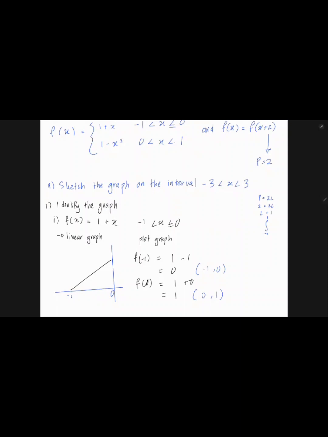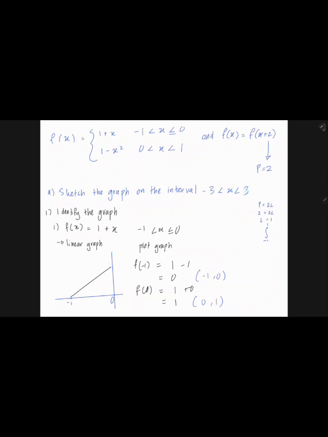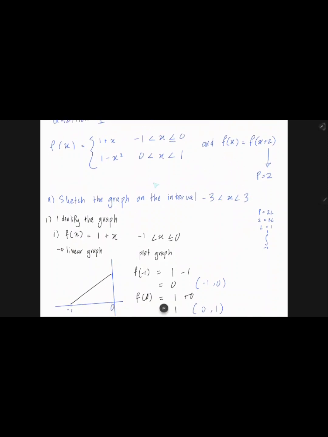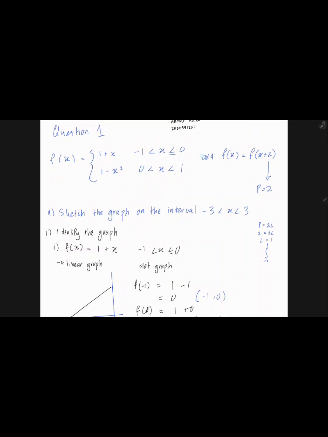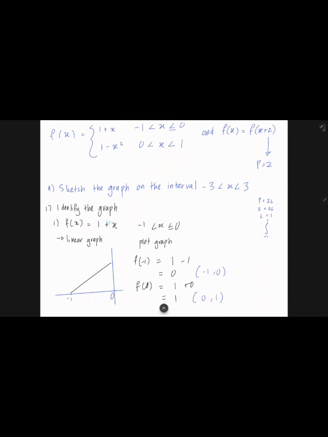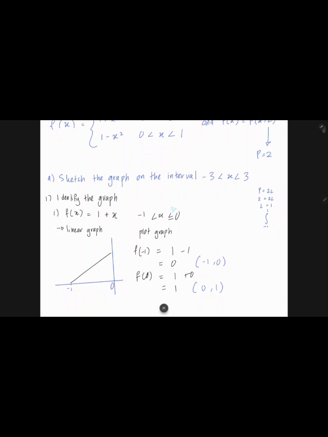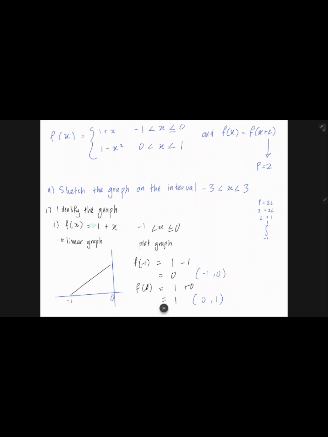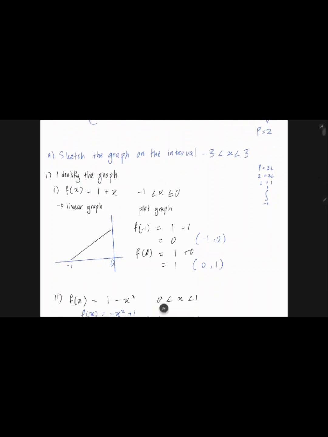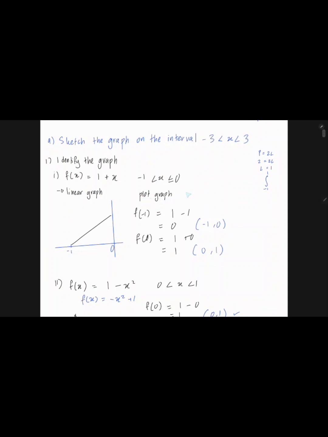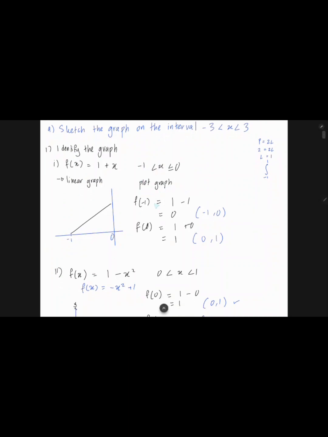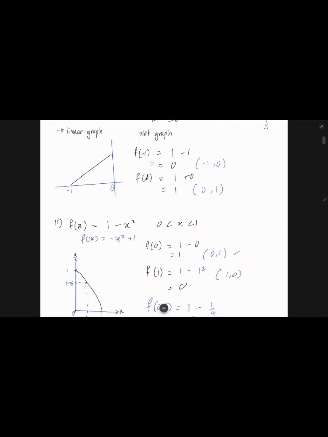First, we are told to sketch a graph from the interval of -3 to 3. Alright, first we identify the graph. We take the first equation first, which is f(x) equal to 1 + x for -1 < x < 0. From the equation, we can see that this is a linear graph. Then we plot the graph. We input f(-1), we get 0, and f(0) equal to 1. So we got the coordinates (-1, 0) and (0, 1), which is this graph.